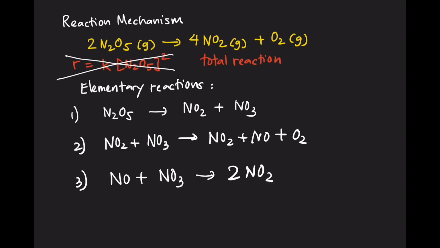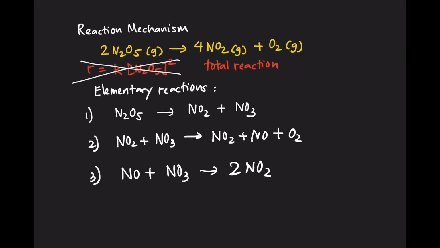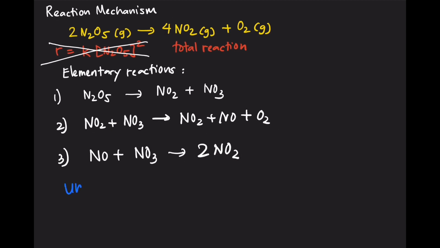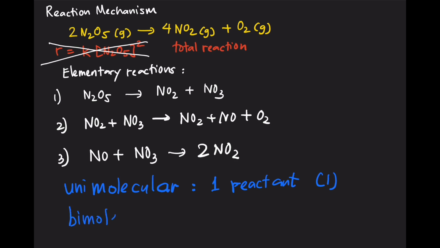Now, based on the number of reactants, we can call the first reaction a unimolecular reaction, because you have one reactant. So that would be the first reaction, the example. We can also have a bimolecular reaction. That means we have 2 reactants. And we can see this in step 2 and also step 3, where we have 2 molecules of reactants.